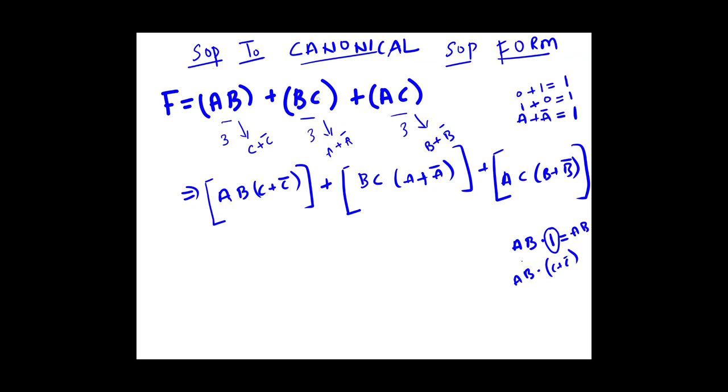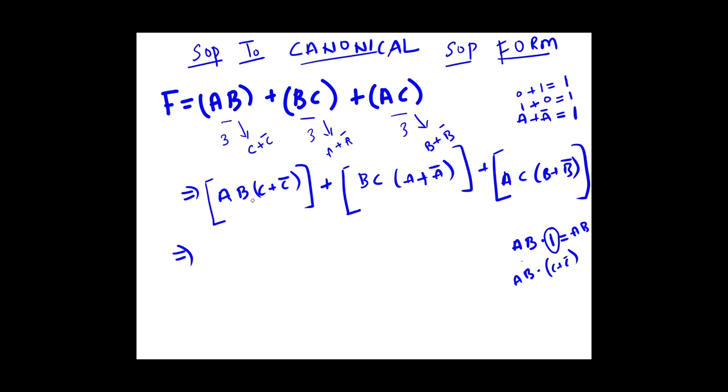Next, coming to BC, I don't have A. So BC into 1: in the place of that 1, I'm replacing A plus A bar. By writing this, your expression doesn't change. This is always equivalent to this. So now from this I need to solve.